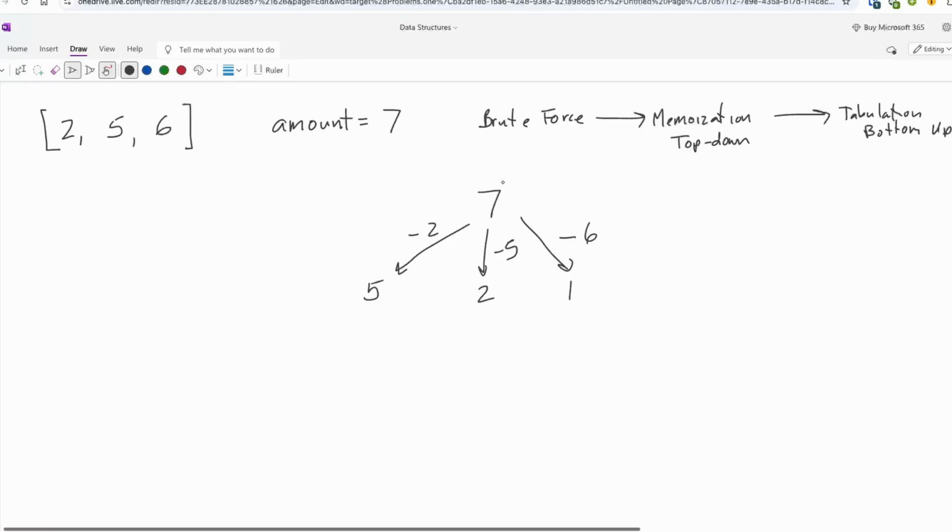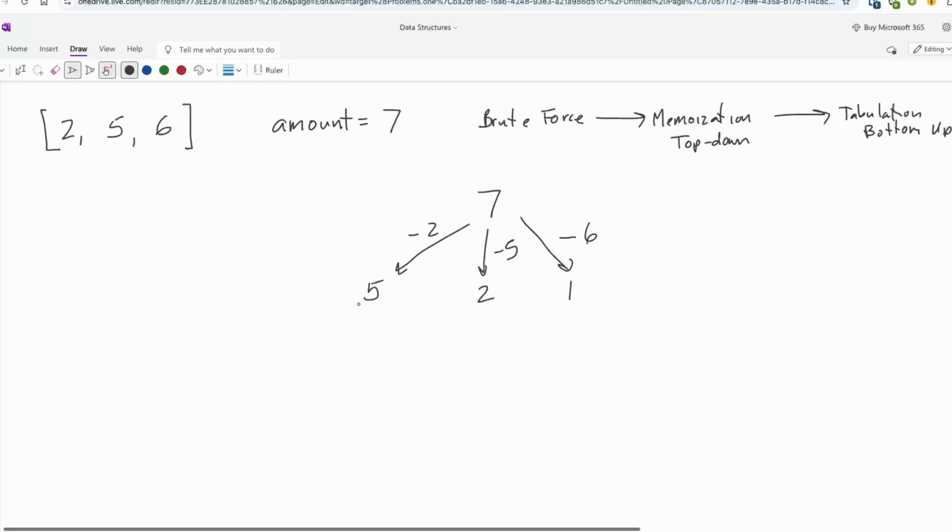So before, we wanted to find how can we make 7 given these 3 coins. Now we're asking, okay, how do we find 5 with these 3 coins? How do we find 2 with these 3 coins, and how do we find 1 with 3 coins? So we can repeat the steps for all these other subproblems.